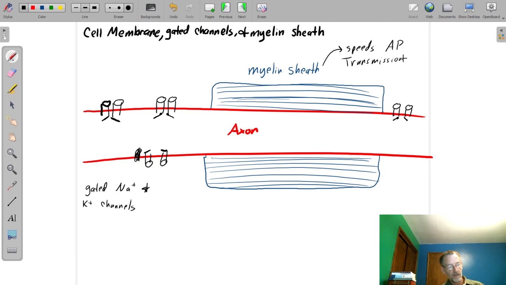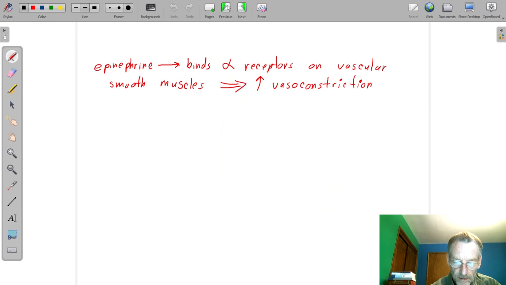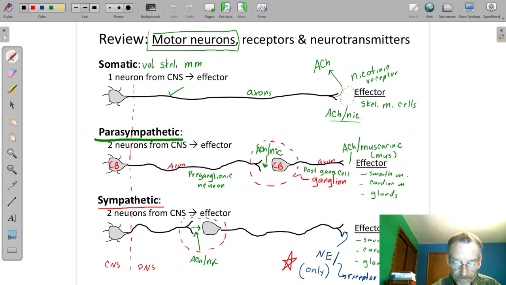So that's enough of the review. I would pay attention to the neurotransmitters and the receptors. Pictures like that will help. We're not going to do a lot with it. We have other things to focus on, but I think it's good to remember that. Okay, so there'll be some questions on that.